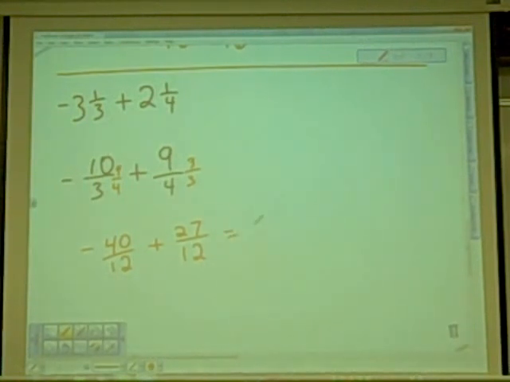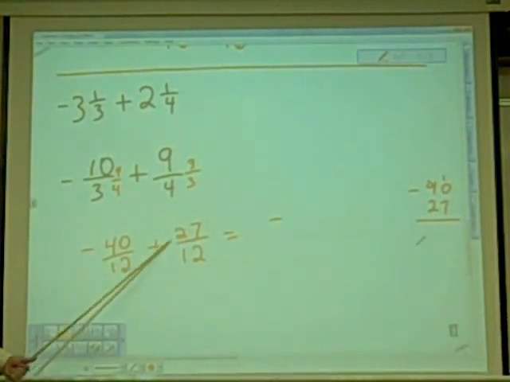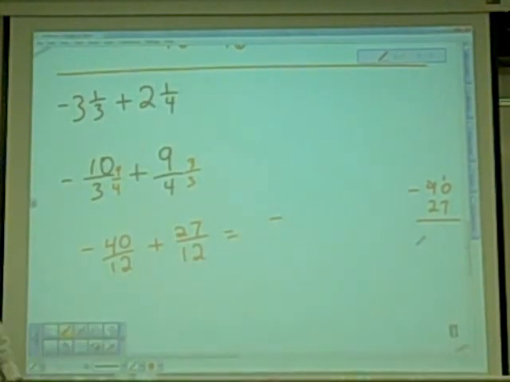Okay, and so when you subtract those two, Sarah, what do we get? Negative 67 over 12. Well, careful now, because are we adding or subtracting? Subtracting, right? So here we've got negative 40 and positive 27, so we've got to borrow, right? So it looks like with this plus here that we're adding, but because the signs are opposite, we're really subtracting, right?